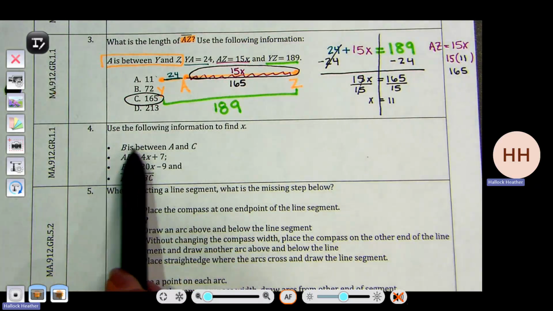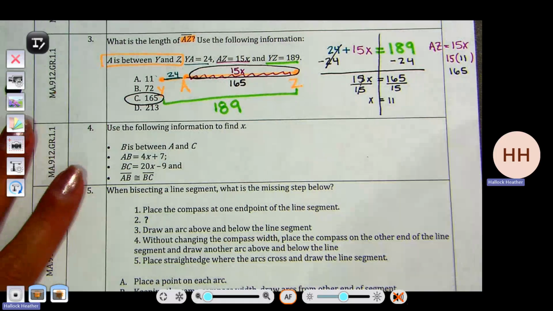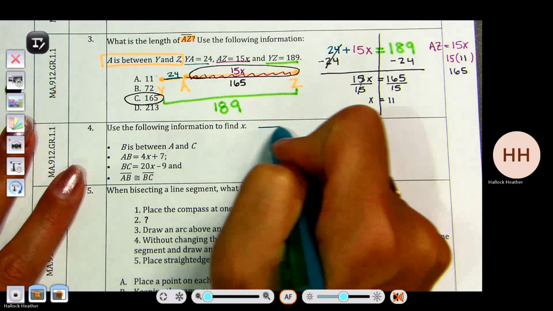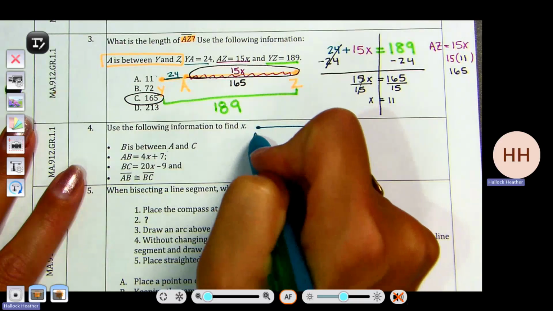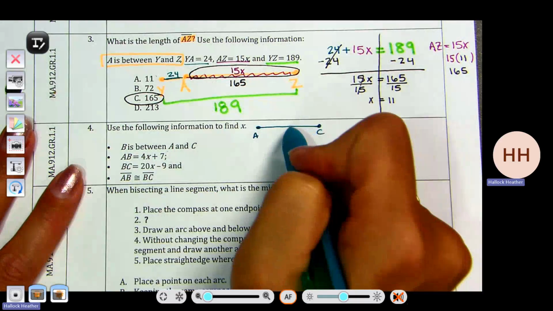But anyways, number 4 says use the following information to find x. It gives me B is between A and C. So I should draw this out. When in doubt, let's draw it out. So B is between A and C. I'm going to draw a picture. I have A, I have C, B is between A and C. So B is here.